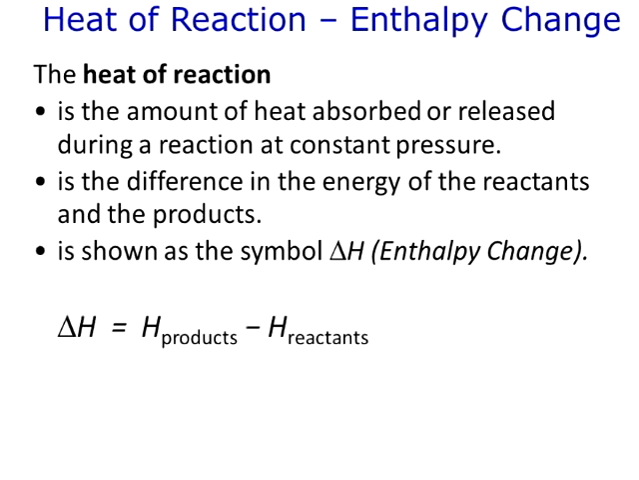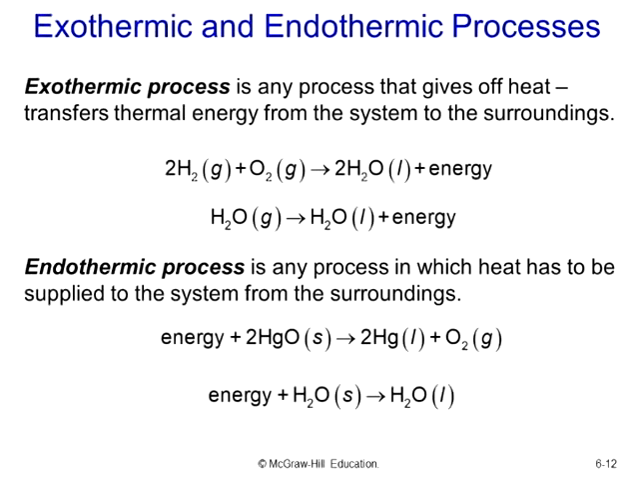So delta H, put simply, equals H of the products minus H of the reactants. And these are values that we can find in tables or that can be experimentally determined. Now, before we start to use delta H to do calculations and determine these heats of reactions, these enthalpies, there are a few other concepts that we need to explore.